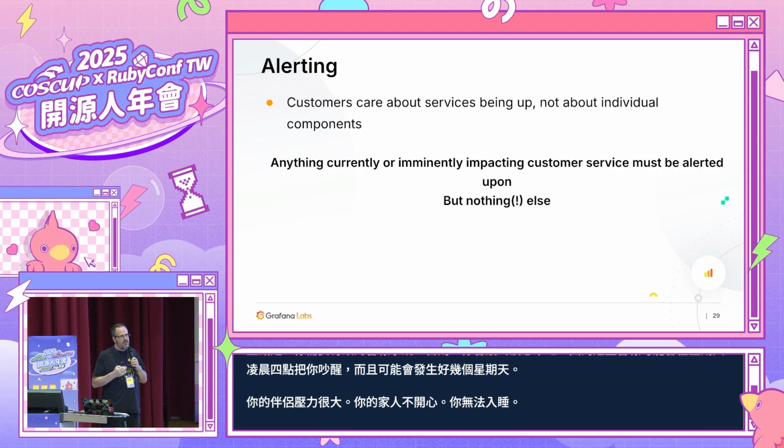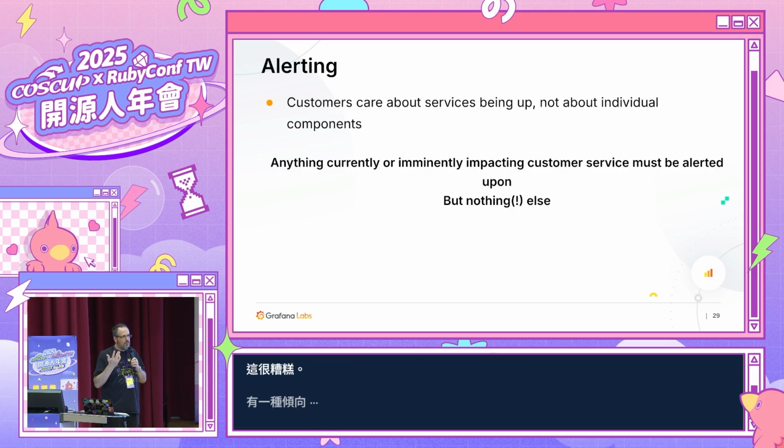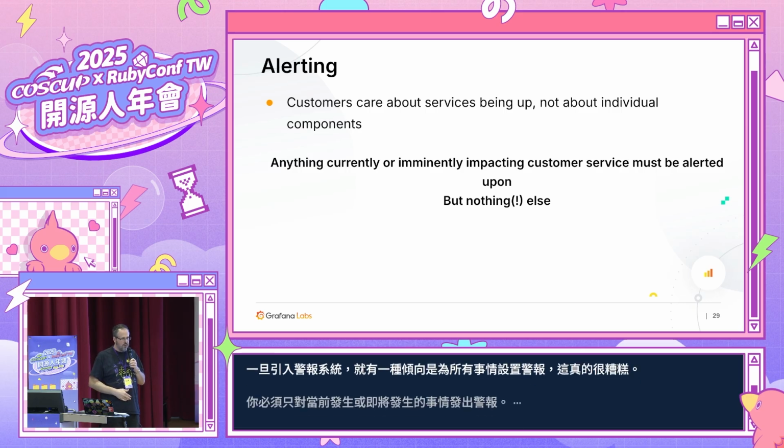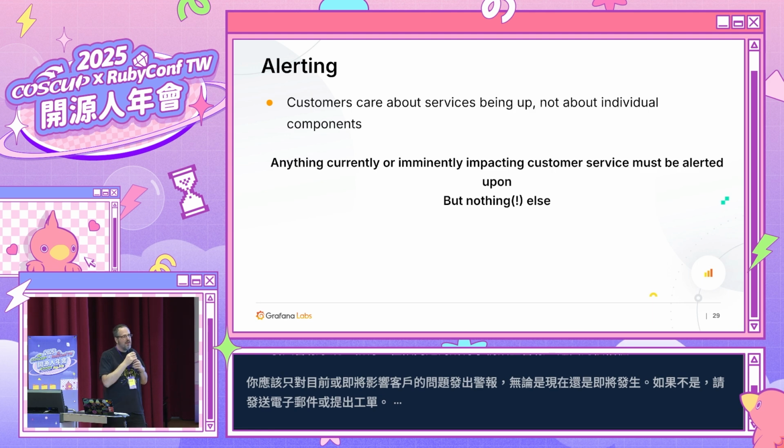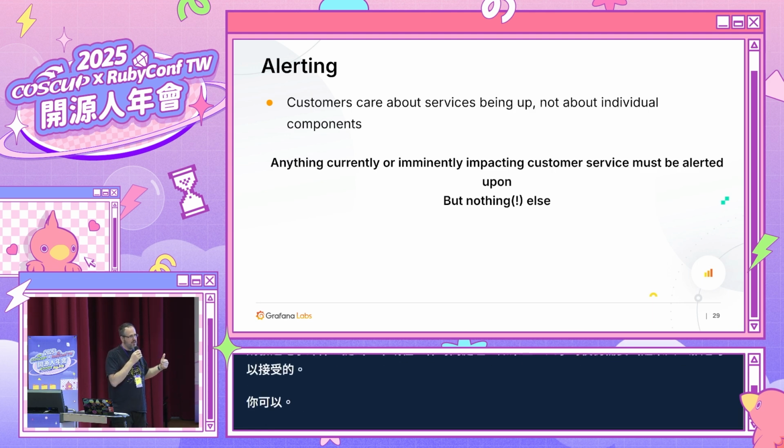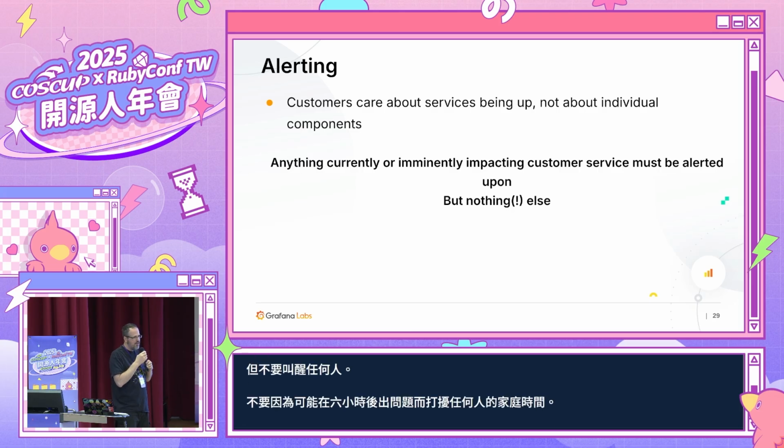There is this tendency of once you introduce alerting to alert for everything, and this is really bad. You must only alert on something which is currently or imminently customer impacting, as in right now or very soon. And if it is not, send email, raise a ticket, whatever, do it during business hours. If you still need to wake someone up 5 hours later, okay, you can. But don't wake anyone up, don't stop anyone from family time just because something might be breaking in 6 hours. No one cares. If it's breaking in 2 hours or currently breaking, okay, different. But if it's in half a day, who cares? Maybe it solves itself. Maybe it can wait until Monday.